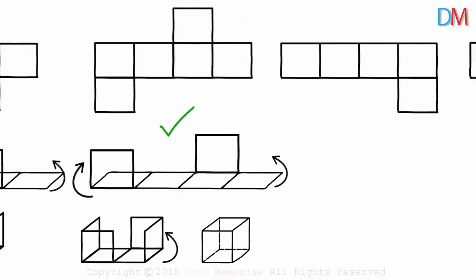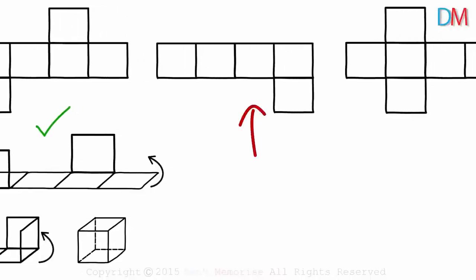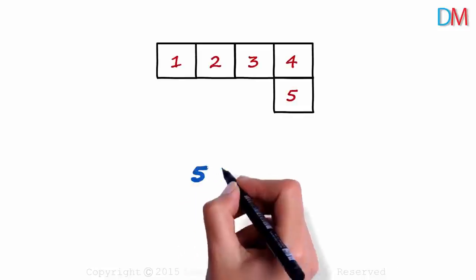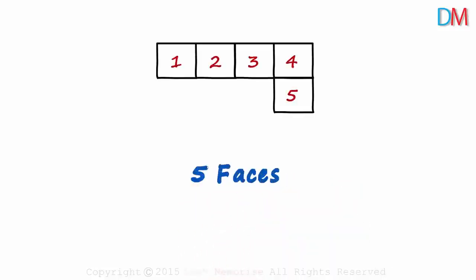What about the third net? Can a cube be formed out of it? Pause the video and give it a thought. It shouldn't have taken you much time. If you observe the figure well, it has just 5 faces. Not enough to form a cube because a cube has 6 faces. So, a cube cannot be formed from this net.